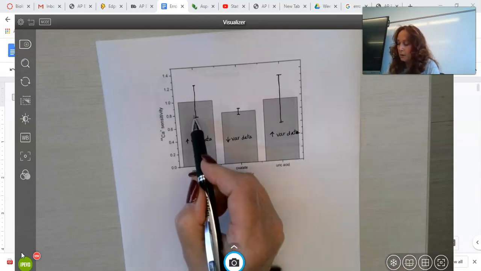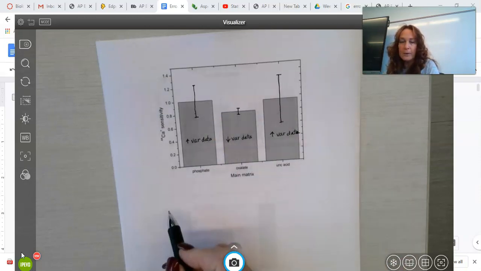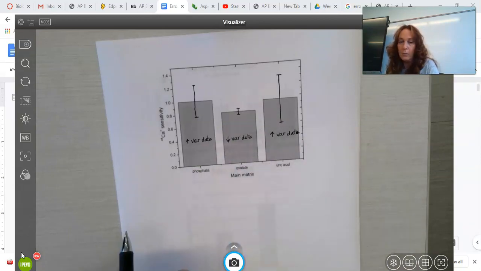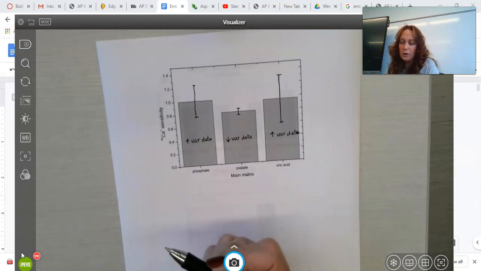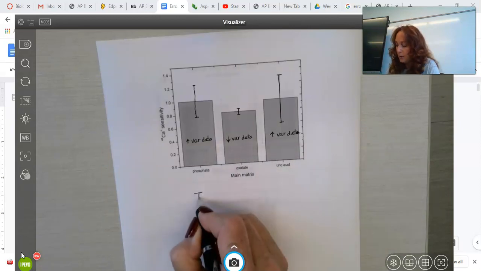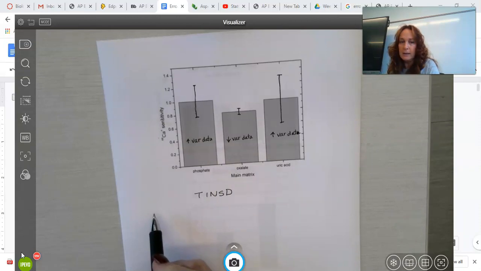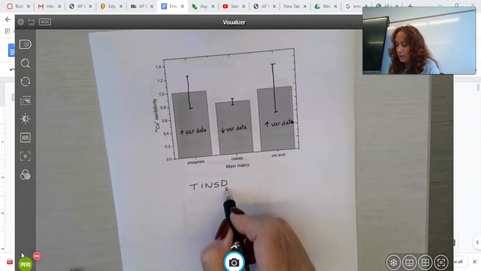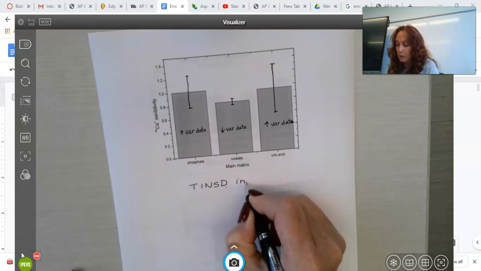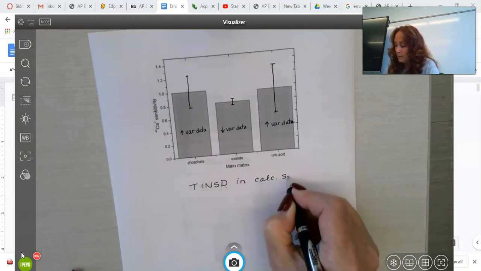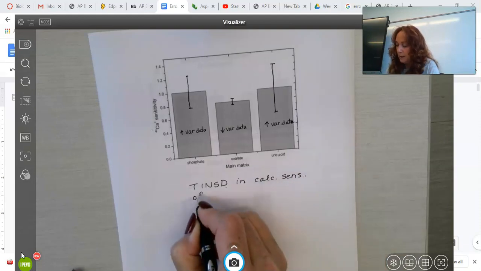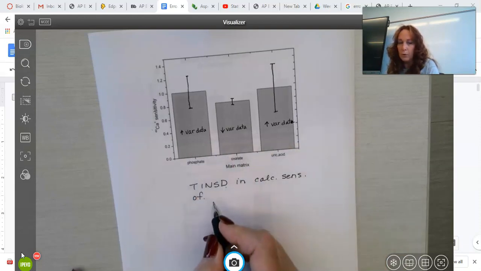However, they all overlap each other. So technically they could all belong to the same group of means, and the group of means just means the population. So here, there's no significant difference in the calcium sensitivity of these three groups. So that's what I would say: no significant difference in what did I measure? The calcium sensitivity. And then you would say what your three groups are.